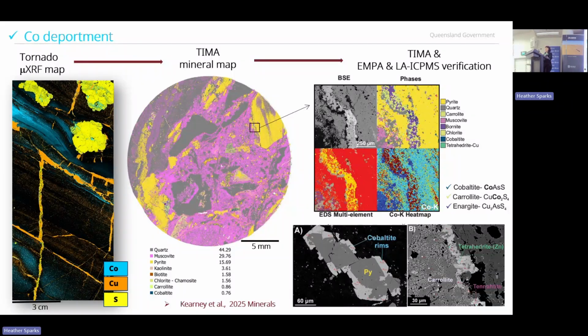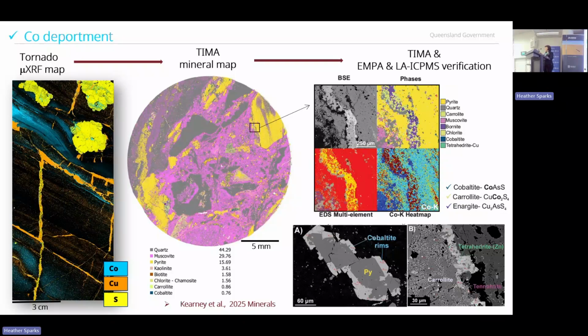Another example is our cobalt deportment investigation. In some samples, this is one of the sediment-hosted copper deposits where we see 1,000 ppm of cobalt. When we look closely using TIMA, you can see the zone in TIMA, and then we can look at the fields in TIMA in more detail.